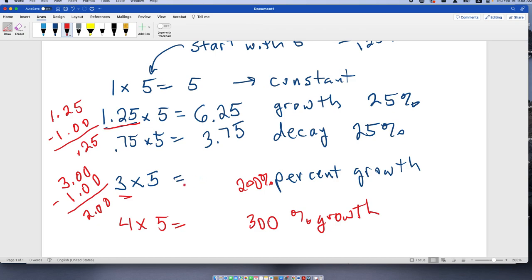So I wouldn't take 500 times 200. I take it times 3, and I went from 5 to 15. That's a 200% growth, right? You can see the 5 is in there, and then there's another 5 and another 5. There's 2 more 5s in there. That's a total of, we now have 15.